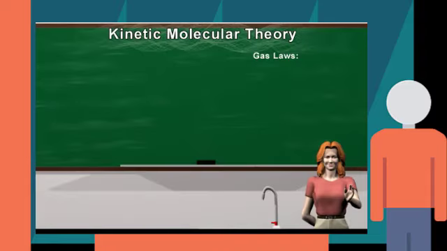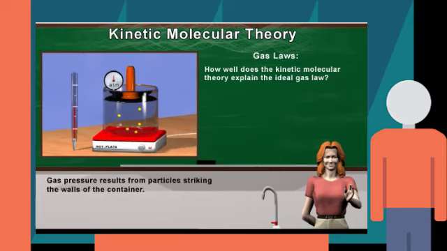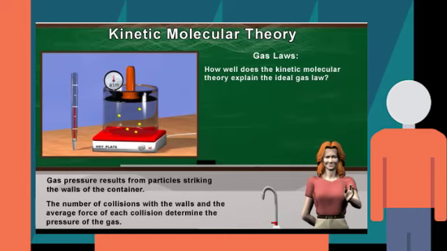Now that you are familiar with the kinetic molecular theory, let's see how well it explains the ideal gas law, which was derived from experiment. The kinetic molecular theory states that the particles in a gas are constantly moving. Gas pressure is a result of these particles colliding into the walls of the container. The number of times particles collide and the average force of each collision determine the pressure of the gas.